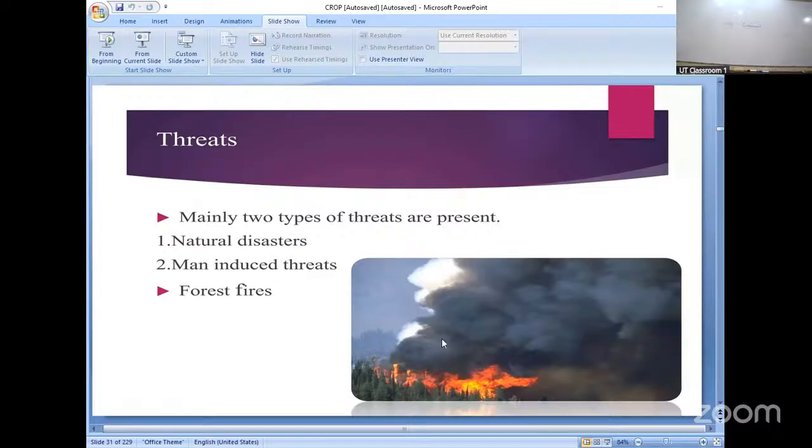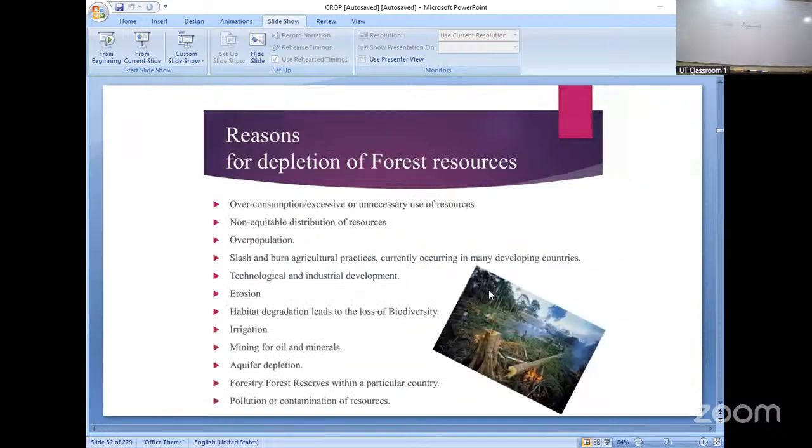Deforestation or forest fires. Yes, ma'am. Natural calamities, volcanic eruptions, right? So there's a threat in the forest. So these forest resources should be conserved. But first, let us discuss the reason behind the depletion. According to you, one is overpopulation. What is the cause of depletion of the forest resources apart from overpopulation? What do you think? There is a threat for the forest resources.